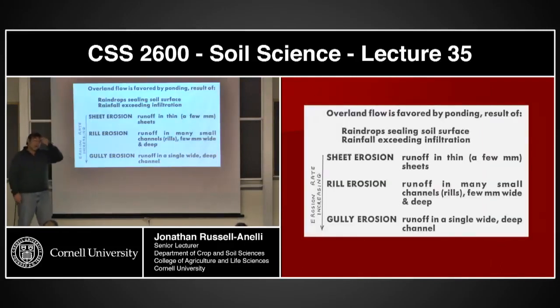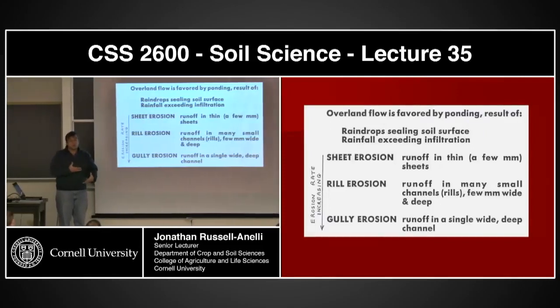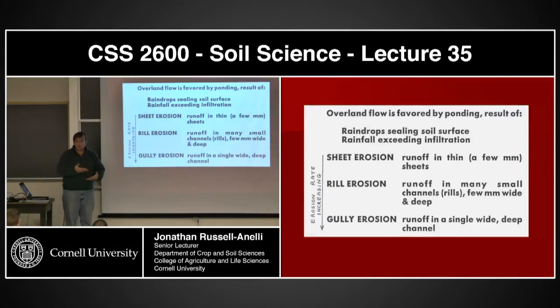All right. Overland flow is favored by ponding then. Okay, if I start sealing, I'm going to start seeing more and more water. And once I start getting that more and more water, I'm going to start seeing the overland flow. Okay, the raindrops seal the surface, and then the rainfall exceeds infiltration. Okay, now, increasing rates of runoff basically produce different or more intense levels of erosion.